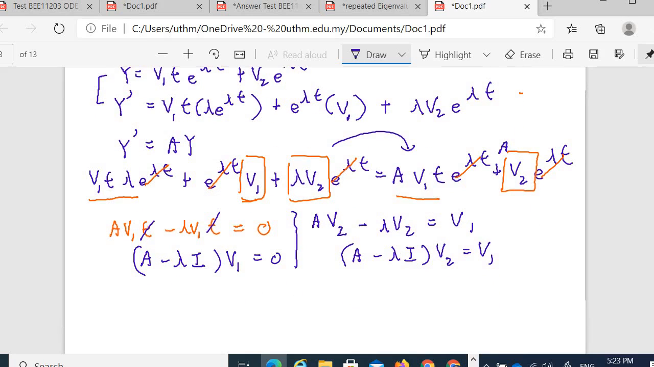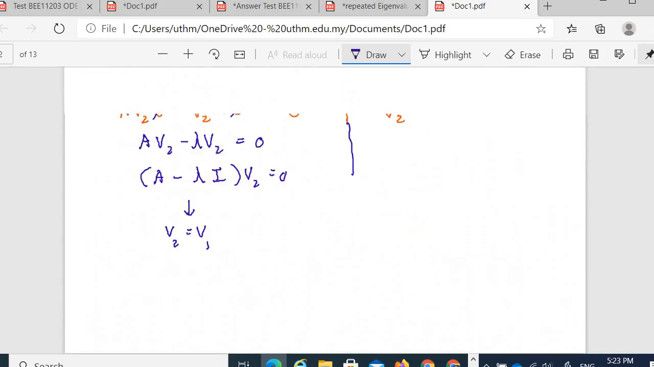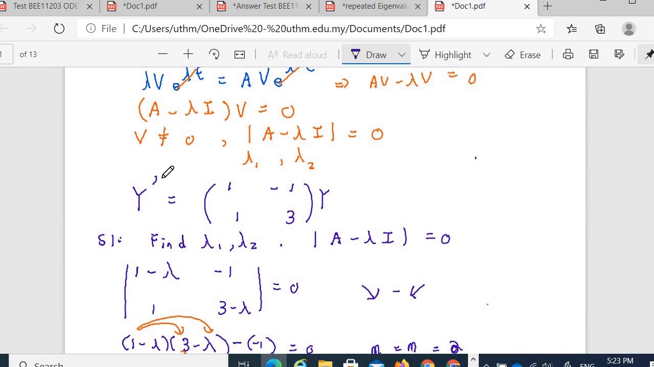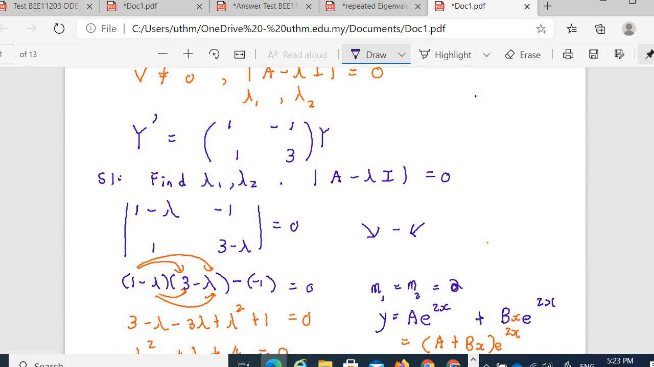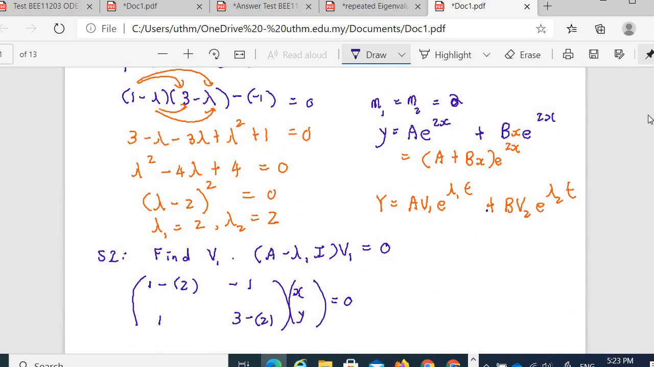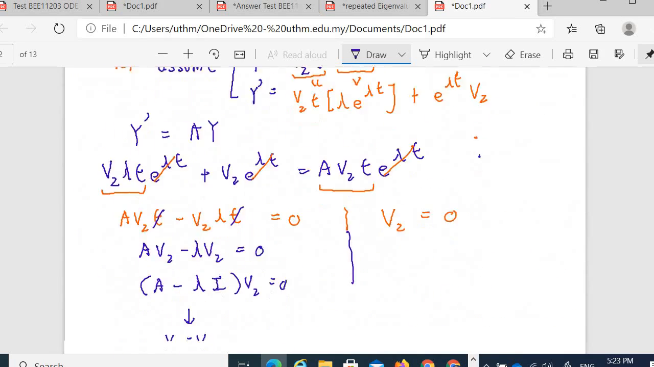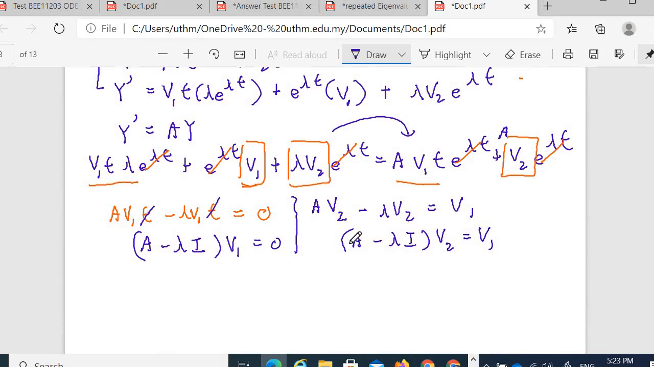For repeated eigenvalue, I will summarize again. To solve y prime equal to [1, -1; 1, 3] y, this is a homogeneous system. First step, you find the eigenvalue by letting determinant of A minus lambda I equal to 0, and we get this repeated eigenvalue. Second step, you find v1 as usual by solving A minus lambda 1 I v1 equal to 0. And to get your v2, you have to solve A minus lambda I v2 equal to v1.